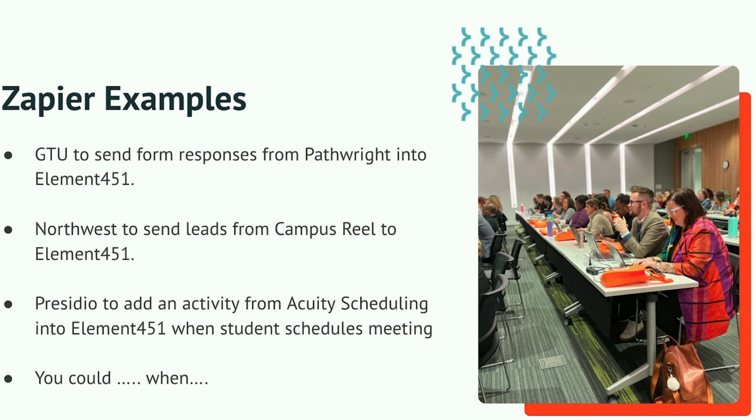Some examples that we have: GTU uses it to send form responses from Pathwrite into Element451. Northwest will send leads into Element451. Presidio adds an activity from activity scheduling into 451 when students want to schedule a meeting. So in reality, with the 6,000 plus apps that Zapier has, you can do pretty much anything. You could do X when Y happens, whether that's sending data in or, again, sending data out.